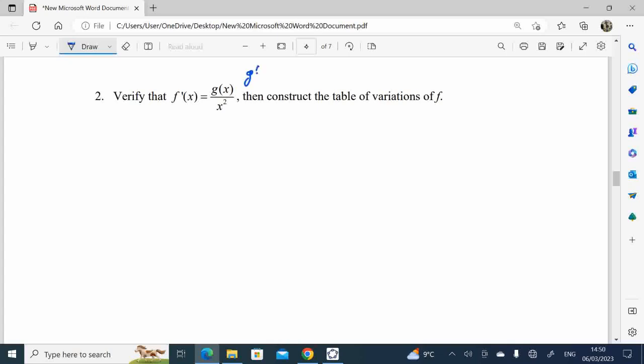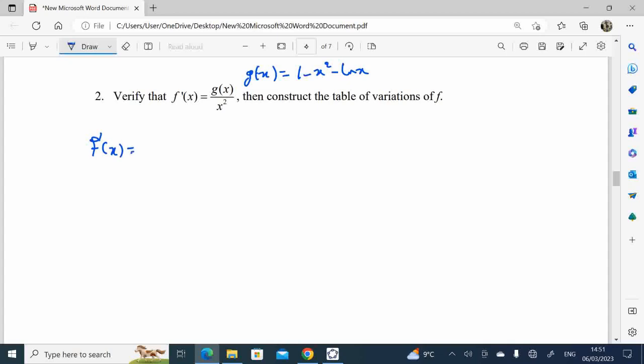So the second part, we have part 2, verify that f prime of x is equal to g of x over x squared. As you recall, g of x is our function in the first part, which was g of x equal to 1 minus x squared minus ln x. So let us prove this. In order to prove that f prime of x equals g of x over x squared, I should start by finding f prime. What is f prime? It means I have to derivate the function f.